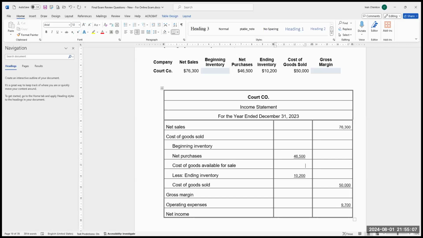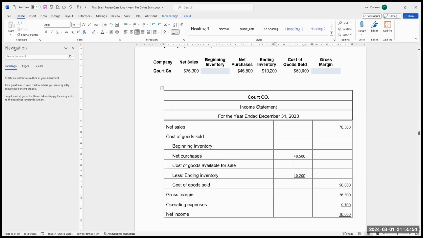So what do I have to find out? I have to find out my gross margin and my cost of goods available for sale. I can already say my gross margin is 76,300 minus 50,000, which is 26,300. Then 26,300 minus 9,700. That's going to give you a very nice number of 16,600 right here.